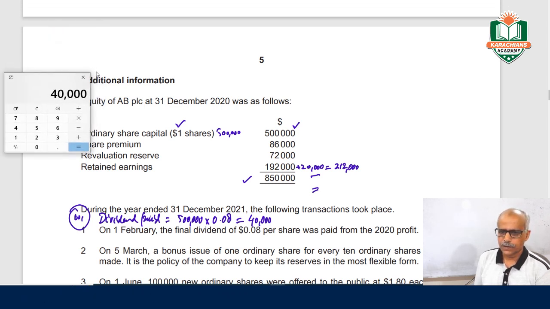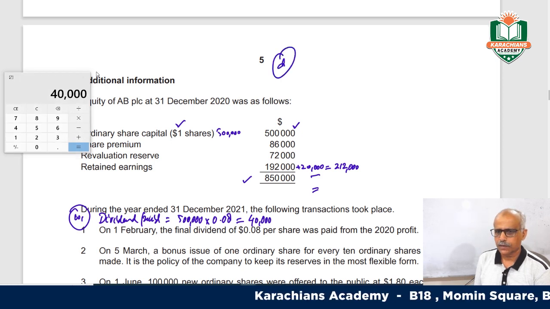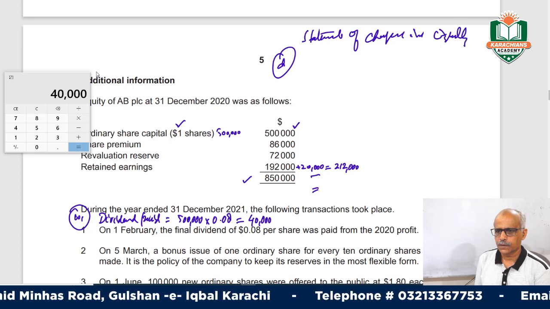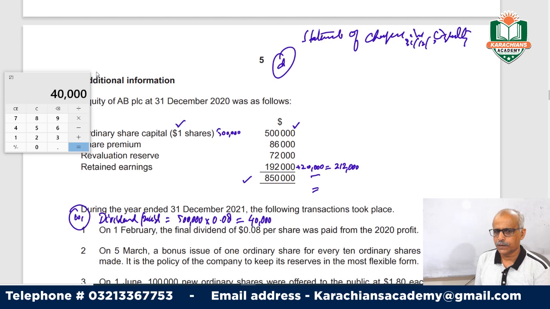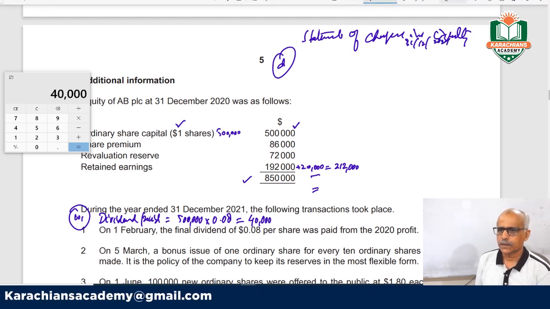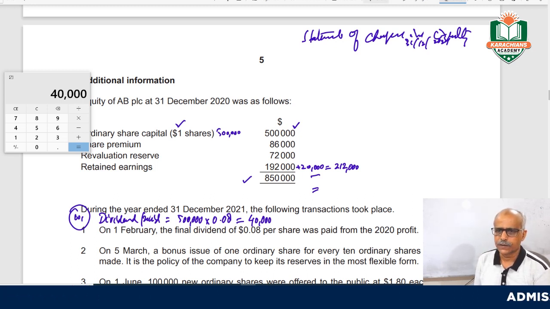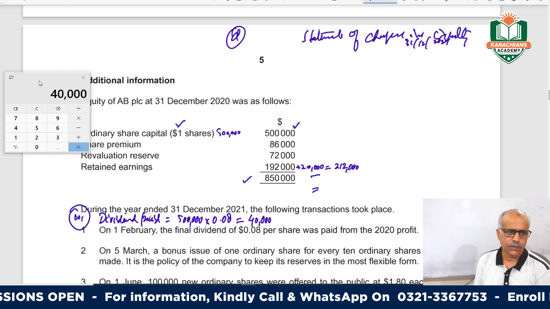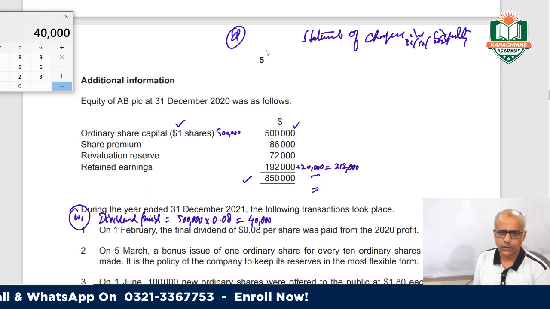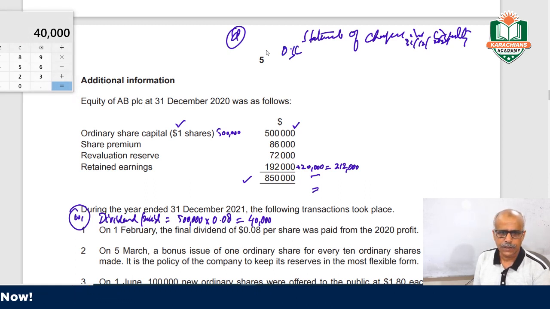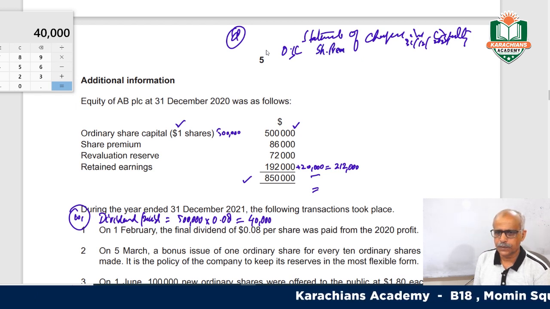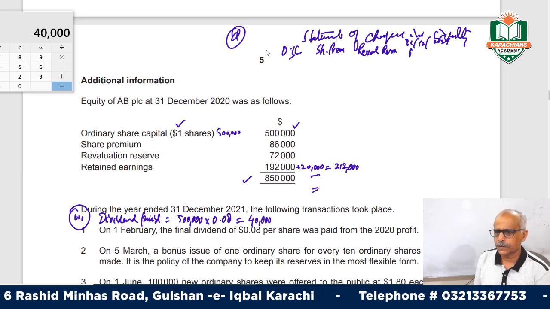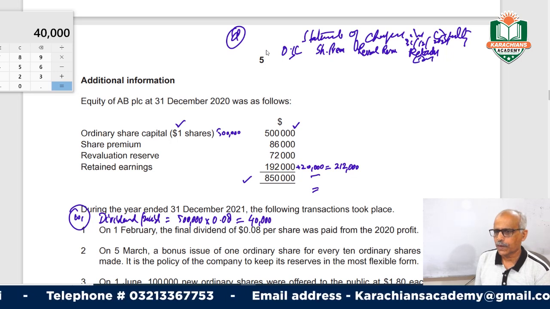So I can prepare the statement of changes in equity, which is D, as on 31st of December 2021, and this is your 355. So we have to finish this very quickly. D, and what I will do is list the ordinary share capital, then share premium, then revaluation reserve, then retained earnings, and then total.